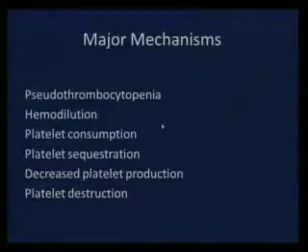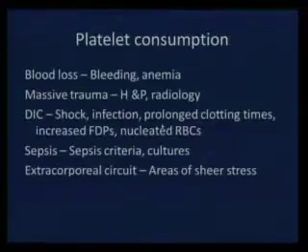Major mechanisms we have already spoken about: pseudo thrombocytopenia, and we know what pseudo thrombocytopenia is. We know where to expect hemodilution, platelet consumption, sequestration, platelet production and destruction. There are a few other conditions besides the common conditions which we spoke about, and there are a few clinical cues we can get from those conditions so as to identify them. Let's quickly go over them also.